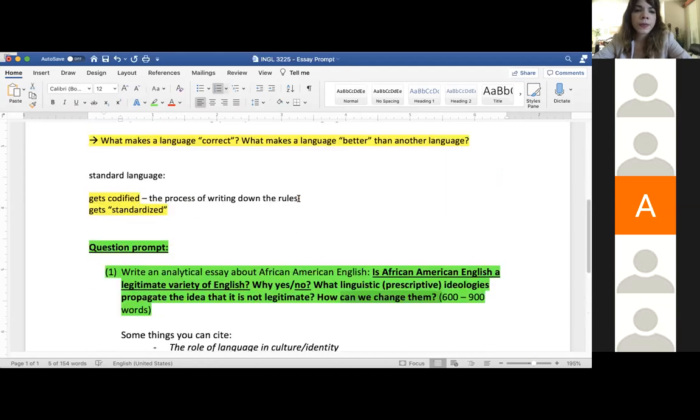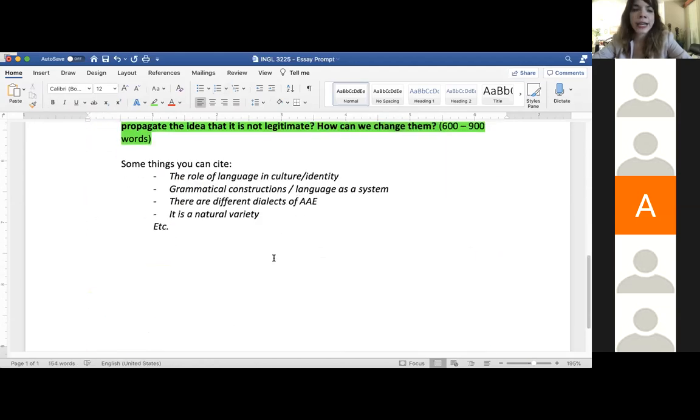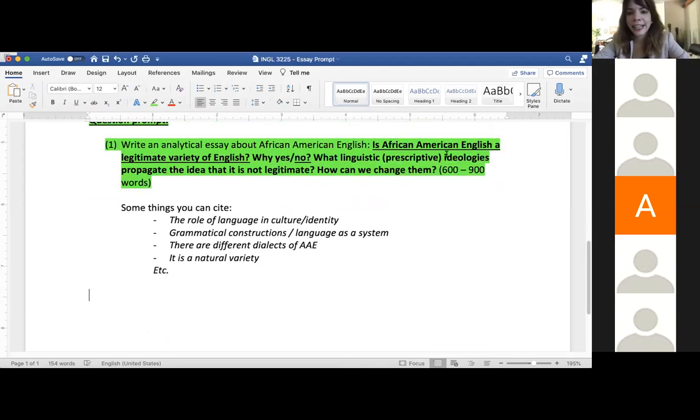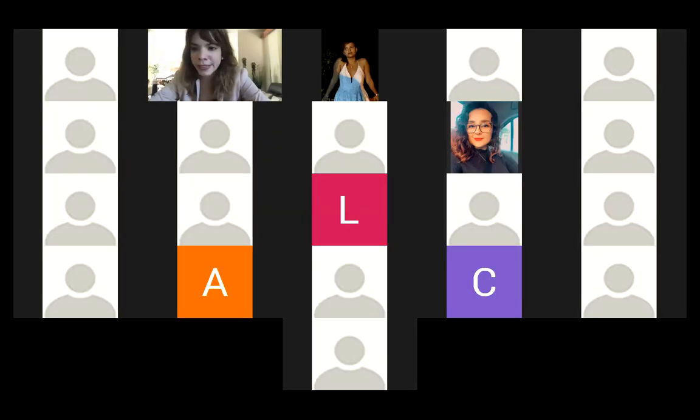So how does the structure of an essay work? Well, basically, like any other essay, aquí dice 600 to 900 words. I would want an introduction, a body, conclusion, ¿verdad? In a really simple, dumbed down way. I have a rubric for you as well. Let me see if I can share that with you now. One moment while I open it.